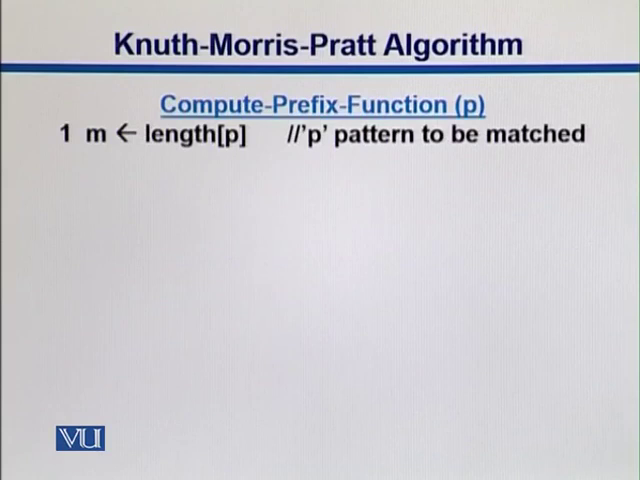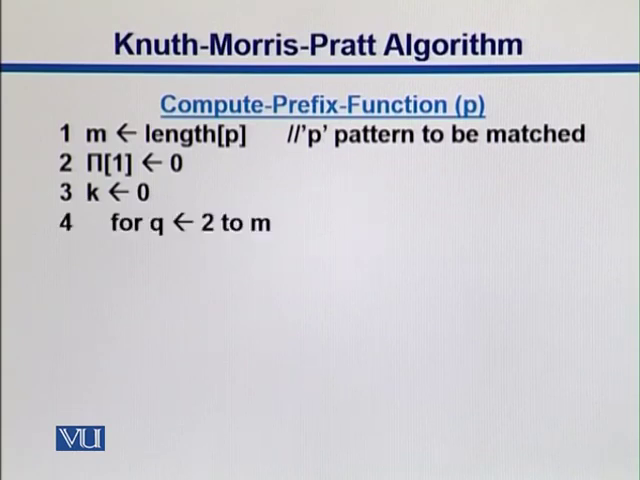Here is the algorithm for the first part, which is the compute prefix function. M is the length of P, and then we come up with this prefix function pi. We start with something which we call prefix, or pi, and on its first index we put 0, so we initialize that. We take another variable k and we store 0 in it. We will use that later on.